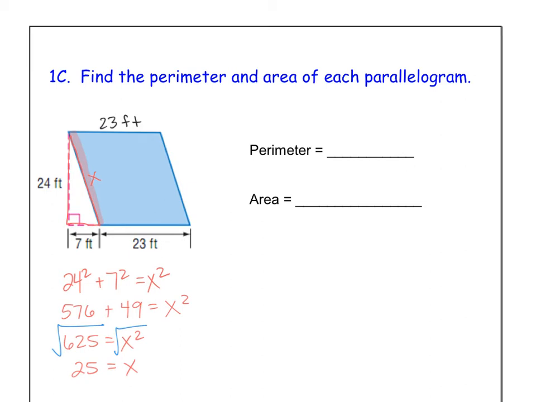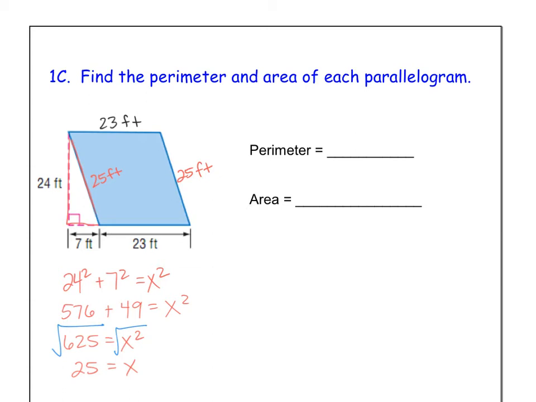So I'm just going to erase my x, and I'm actually going to change that so that it says 25 feet. And if that side is 25 feet, so is the opposite side. Great. Now we can finally find the perimeter.